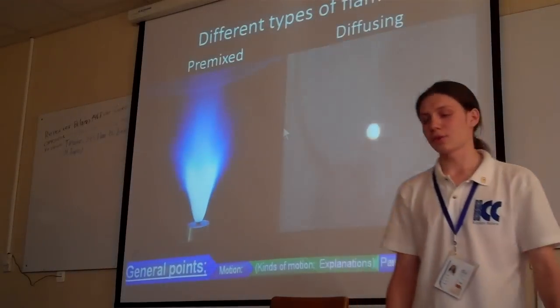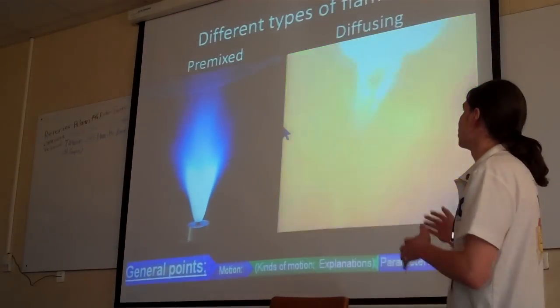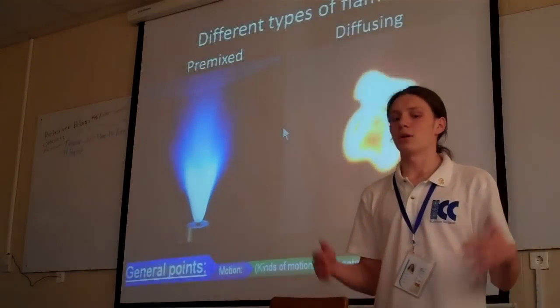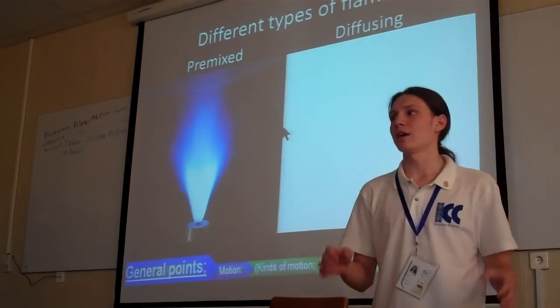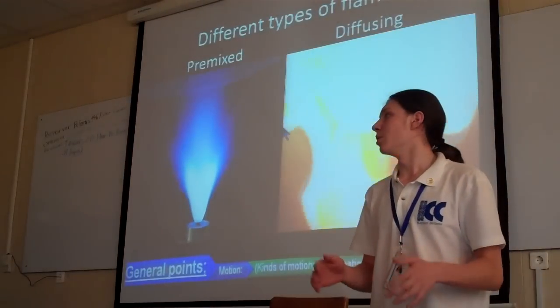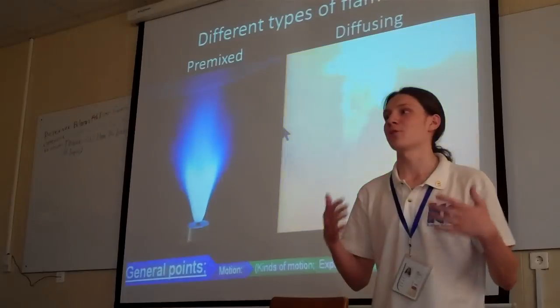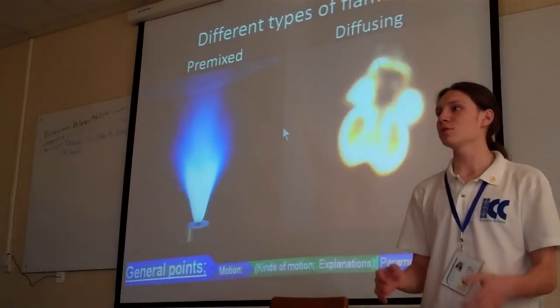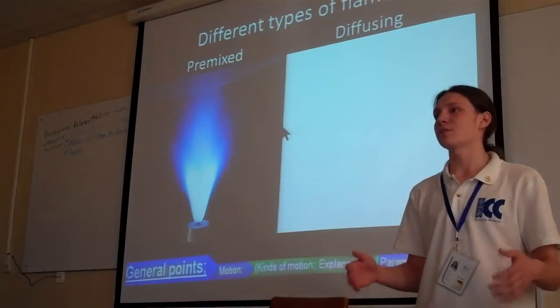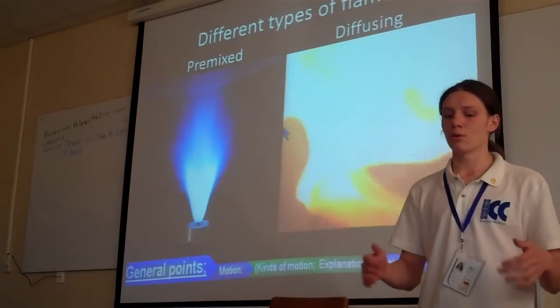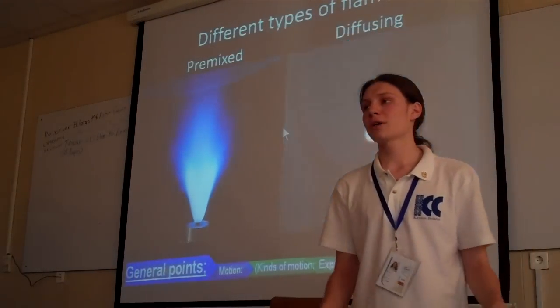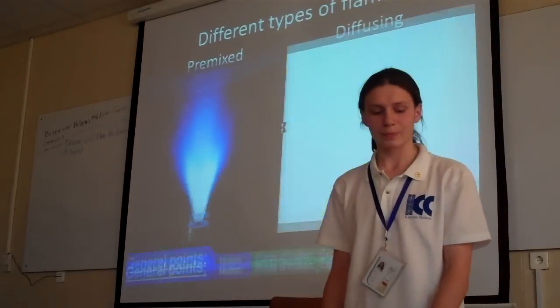Well, we can observe two types of flame, premixed and diffusion. In premixed flame, both oxygen and fuel come out of the tube. When it's premixed, it has a limited volume but a high burning temperature. When we have a diffusion flame, it has a higher volume for the same amount of fuel but a lower temperature. In all our experiments, we use a diffusion flame.